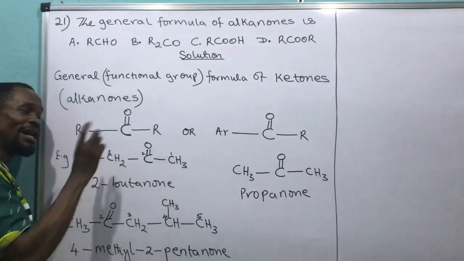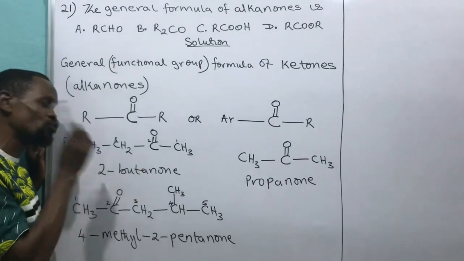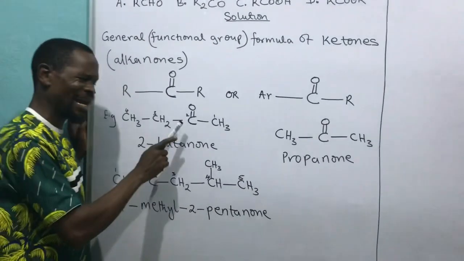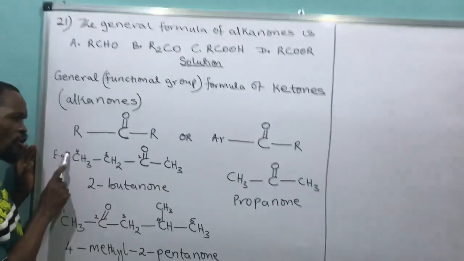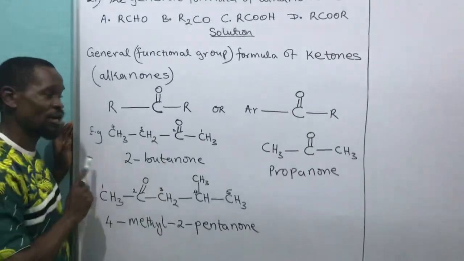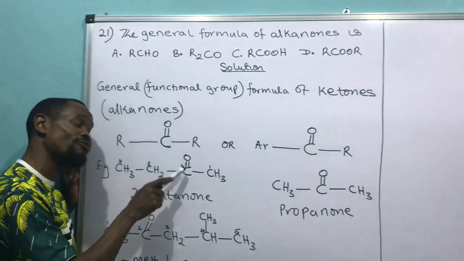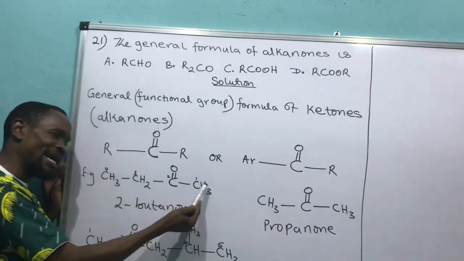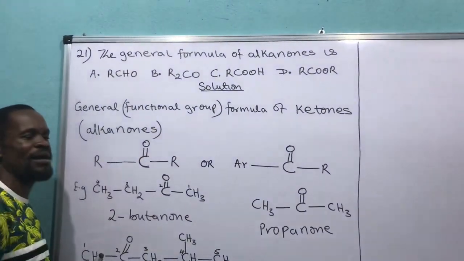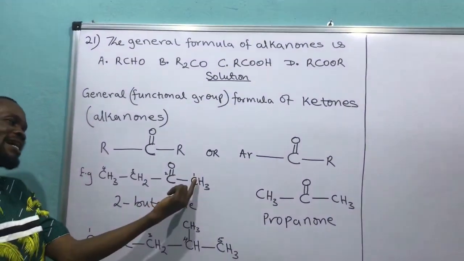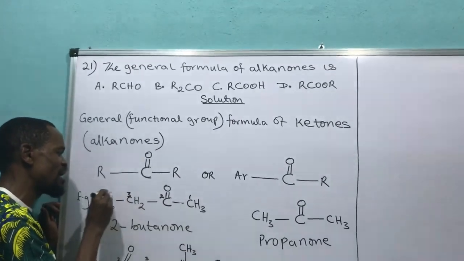And what's the functional group? Look at the carbon carrying the functional group here. If I want to name it, I have to number it such that the carbon carrying the functional group will have the least number. So if I number it like this, 1, 2, 3, 4, you see that this carbon number 2 is carrying the functional group. But if I number it like this, it will be 1, 2, 3, and the carbon carrying the functional group will be carbon number 3. Numbering the first way makes it number 2 carbon, which is the least number compared to 3 carbon. So I will number it this way: this one 1, this one 2, this one 3, and this one 4.